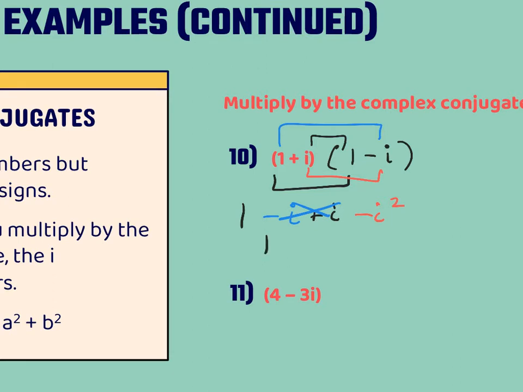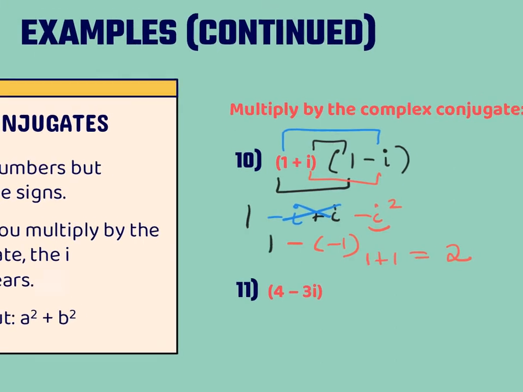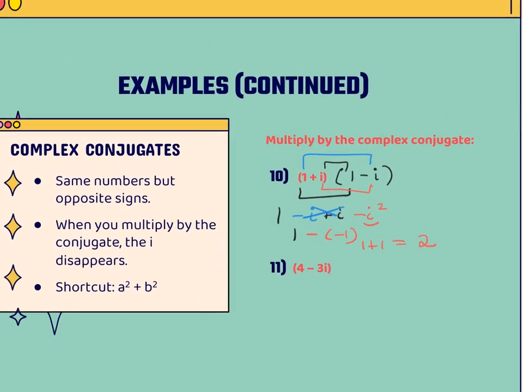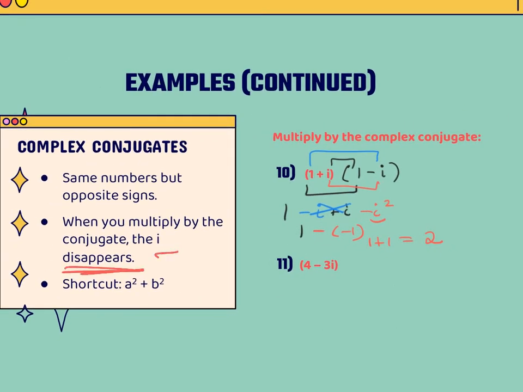So now I'm left with 1 minus, and then I put in the negative 1. So that 1 minus negative 1 really becomes 1 plus 1. So the answer here is 2. Again, remember, when you multiply by the complex conjugate, the i disappears. Okay, this is how we're going to rationalize the denominator.